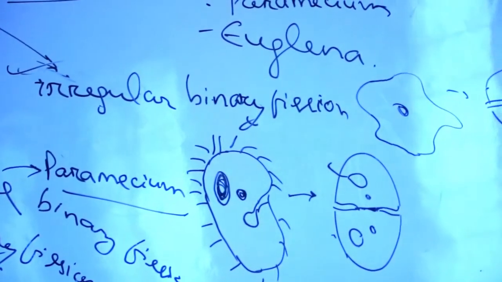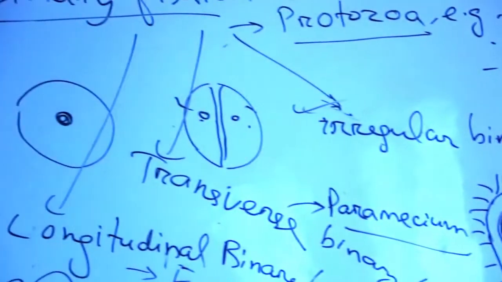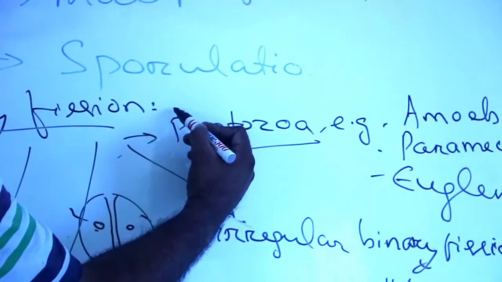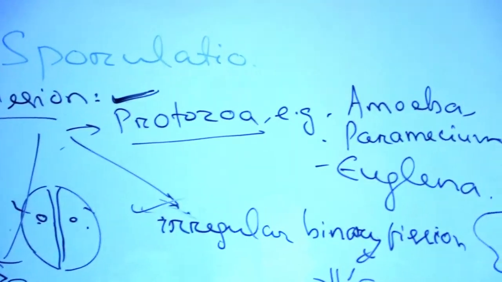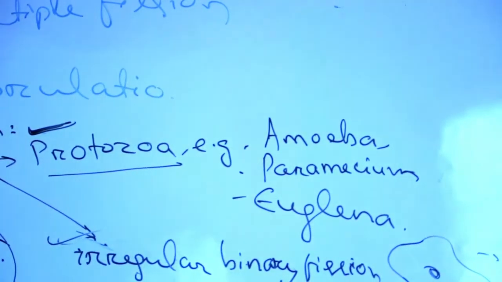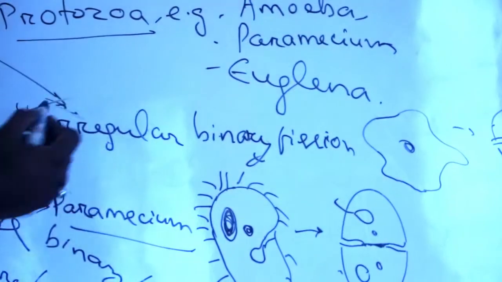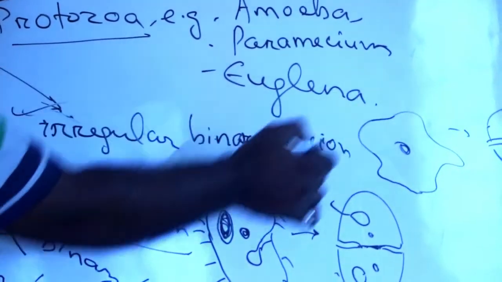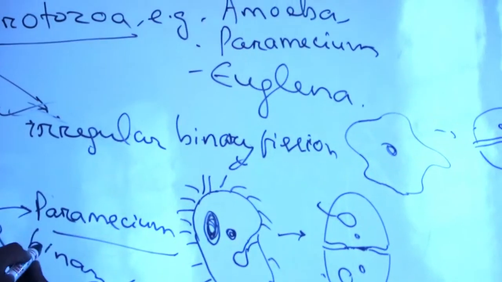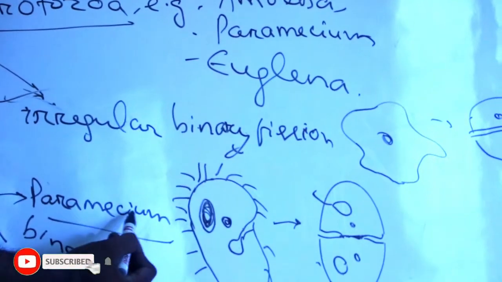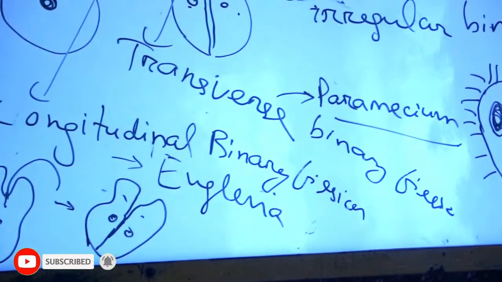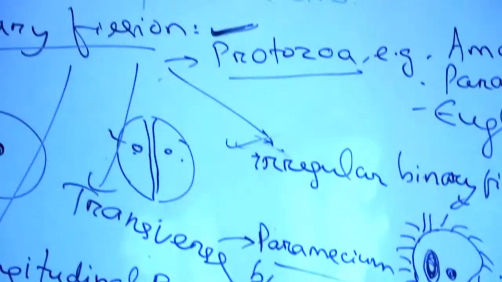So binary fission is one type of asexual reproduction, which most commonly takes place in protozoa such as amoeba, paramecium, Euglena. Amoeba performs irregular binary fission, means its binary fission takes place irregularly in any direction. Transverse binary fission is found in paramecium. Longitudinal binary fission is found in Euglena. Then let us discuss multiple fission.